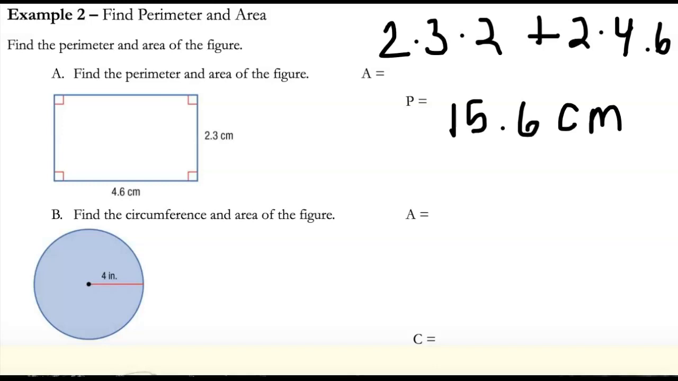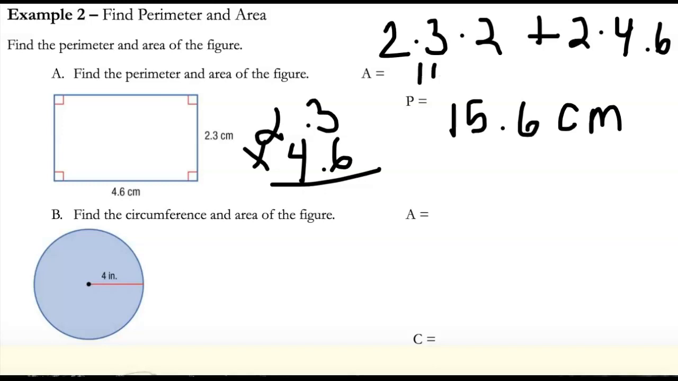For area, however, it's going to be 2.3 times 4.6. So when we write our units for this one, we're just going to have to say units squared, in this case centimeters squared. So the answer to that one, I believe, is 10.58. And again, make sure that you put the correct units, so centimeters squared.